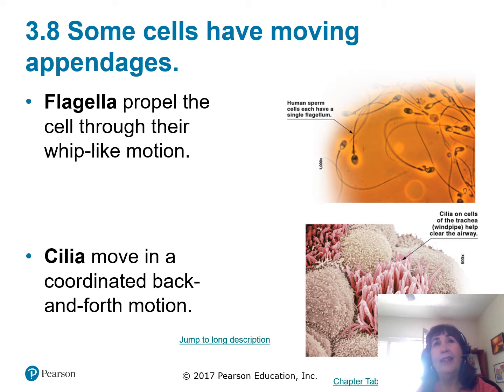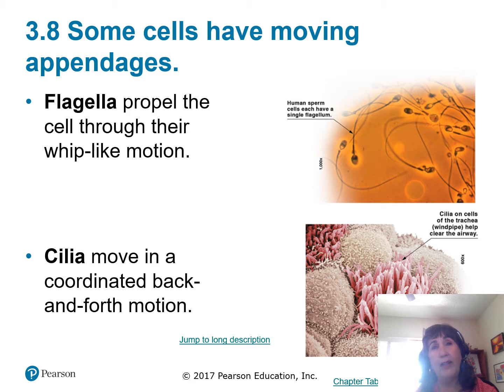Some cells have moving appendages, like flagella. Okay, so what are flagella? They're long hair-like structures. And in this diagram, we see human sperm. And each of these, human sperm to me looks like a little Christmas light with a long tail on it. So we can see that the flagella is moving the sperm along.